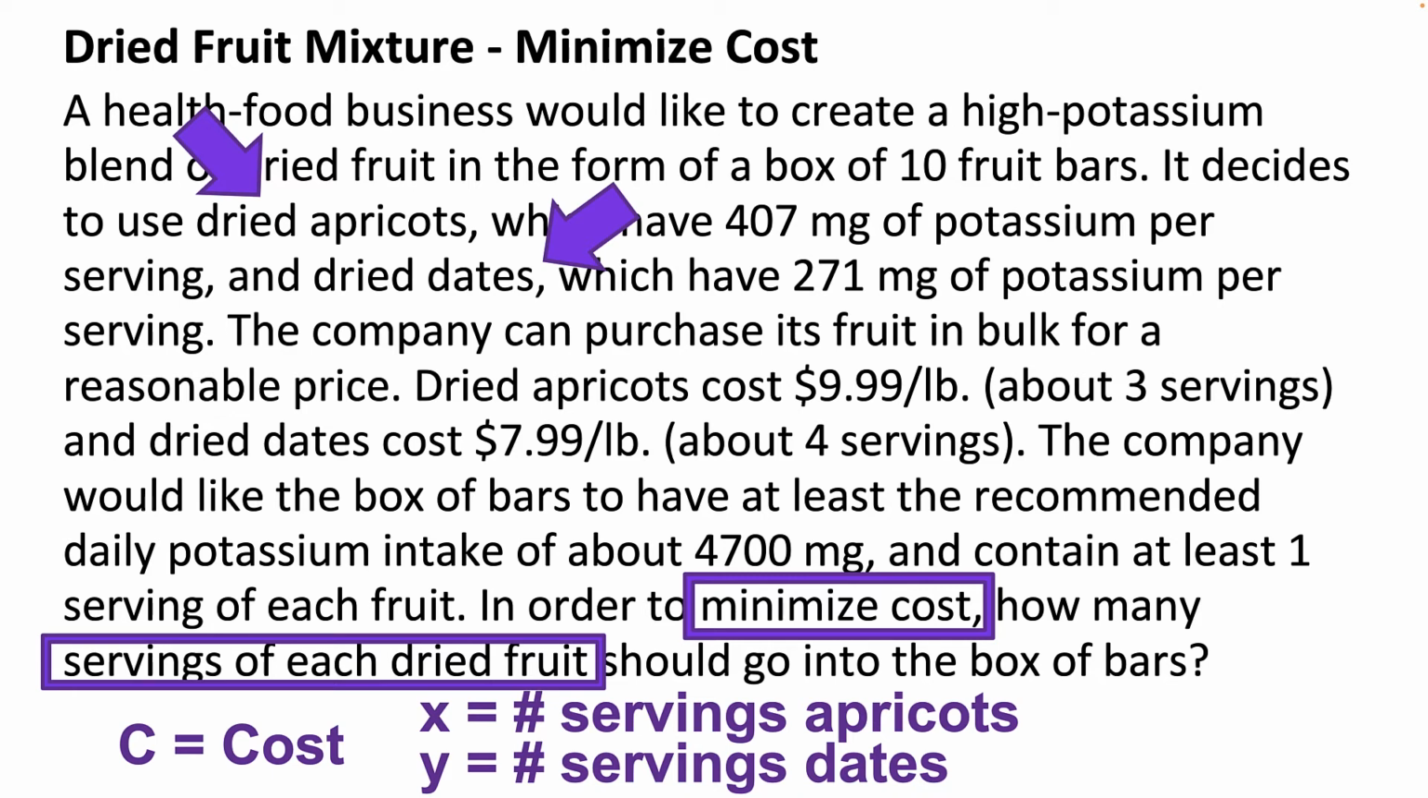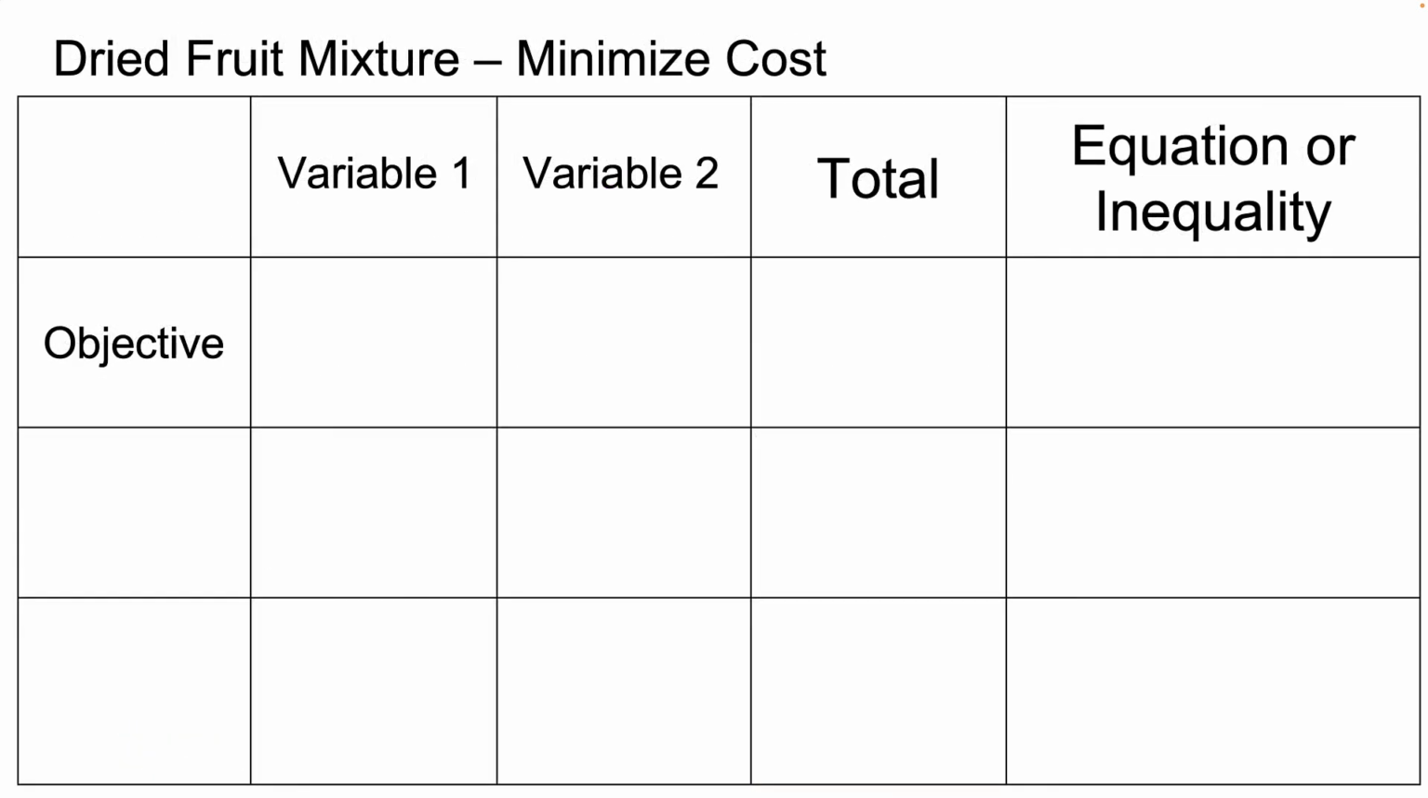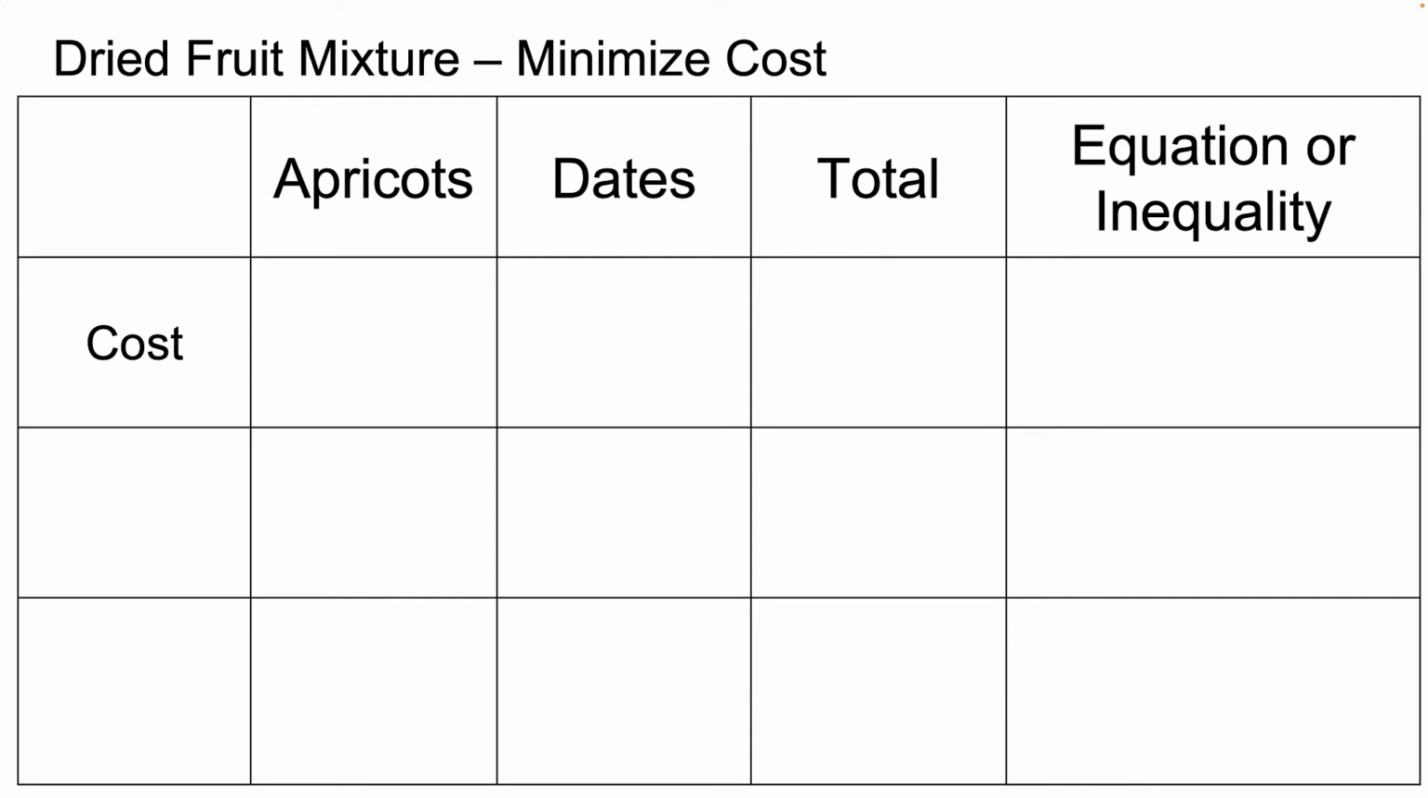Let's head over to our table and start organizing our information. Our objective is to minimize the cost, so that's going to be the first row in our table. And our 2 variables are going to be the number of servings of dried apricots and dried dates. We used X to represent the number of servings of apricots and Y to represent the number of servings of dates.